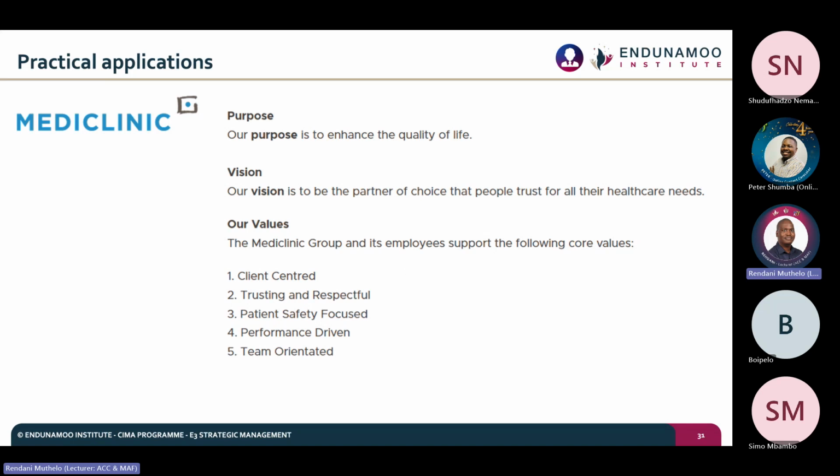Then our values: the Mediclinic group and its employees support the following core values: client-centeredness, trusting and respectful, patient safety focused, performance-driven, and team-oriented. So we're going to be exploring all those things: the mission, the vision, the values, objectives. So let's go for it.